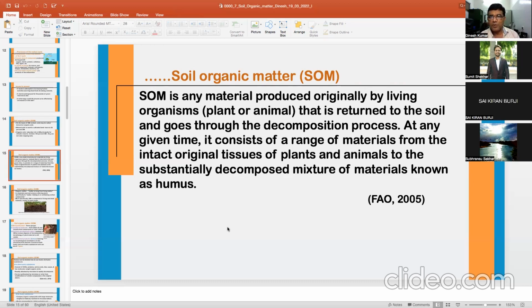SOM is any material produced originally by living organisms, maybe plant or animal, that is returned to the soil. It means soil organic matter will be only the organic matter which is returned to the soil and goes through the decomposition process in the soil. At any given time, it consists of a range of materials. Organic matter in soil will include the original intact tissues of plants or animals, and also decomposed, partly decomposed or fully decomposed material. All are added together to call soil organic matter.